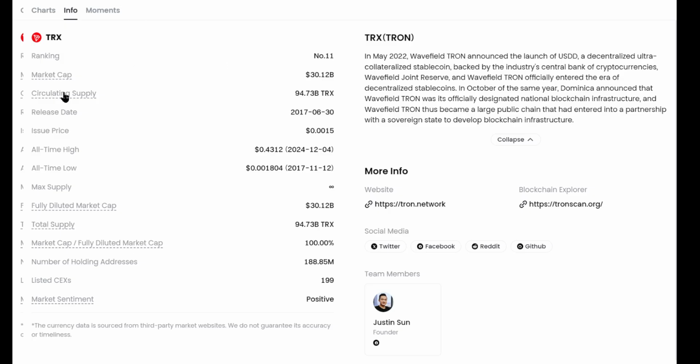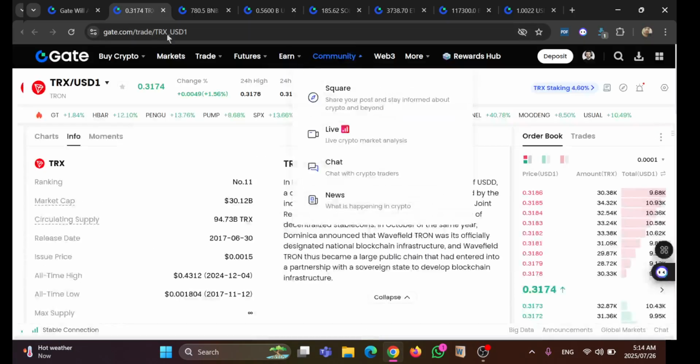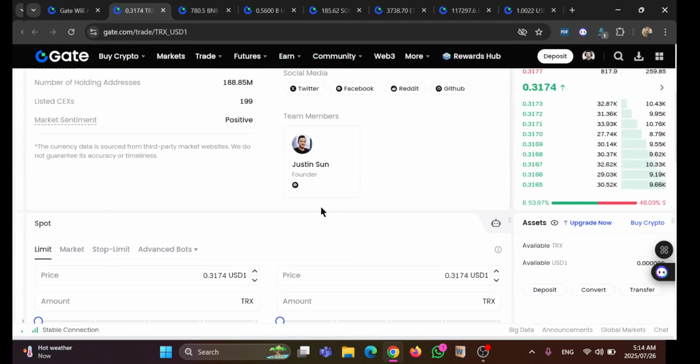TRX is ranking on number 11, and its market cap is 30.12 billion USDT, and its circulating supply is 94.73 billion TRX. Its release date is 2017.06.30, mean 30 June 2017, and its issue price was 0.0015 USDT. Now let's see who are the team members. Justin Sun is the team member here.